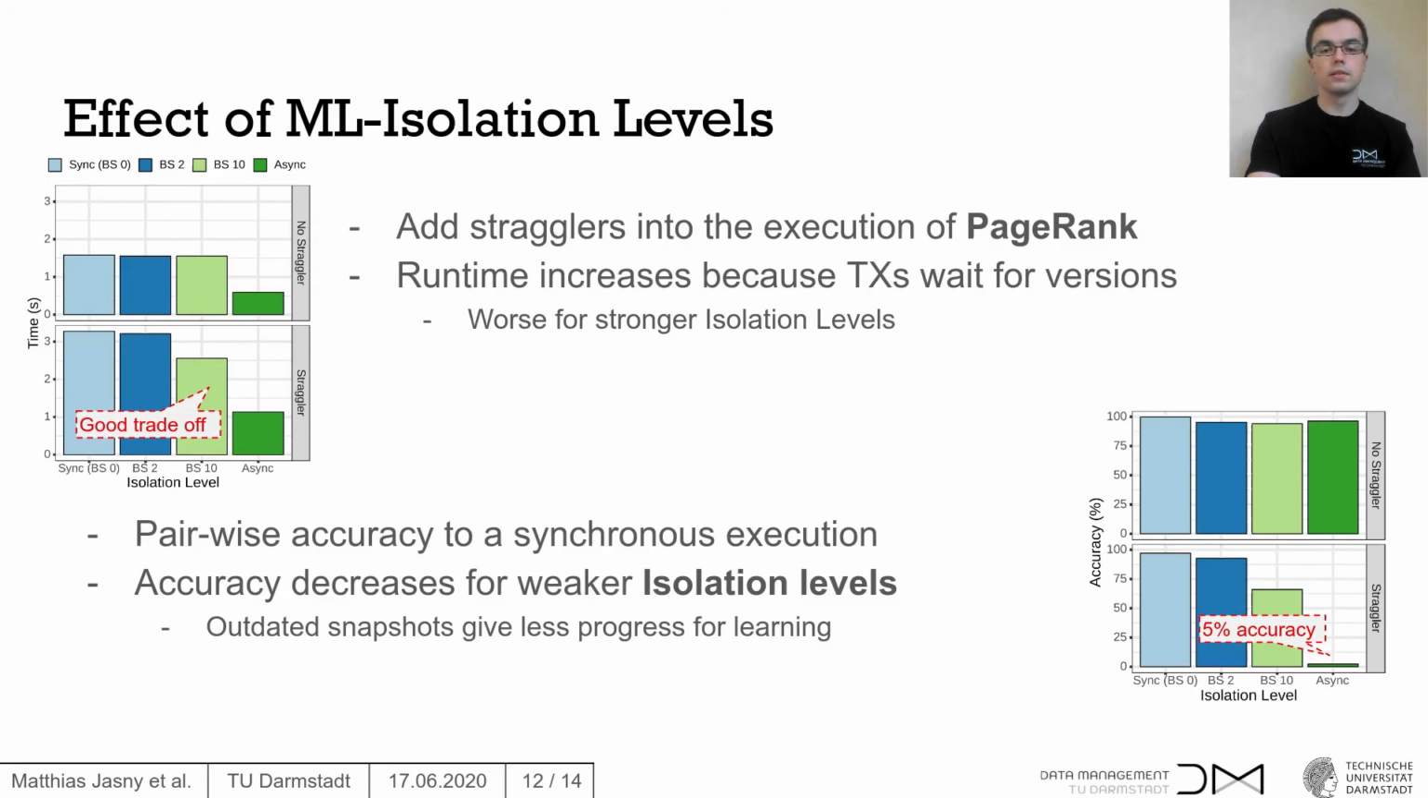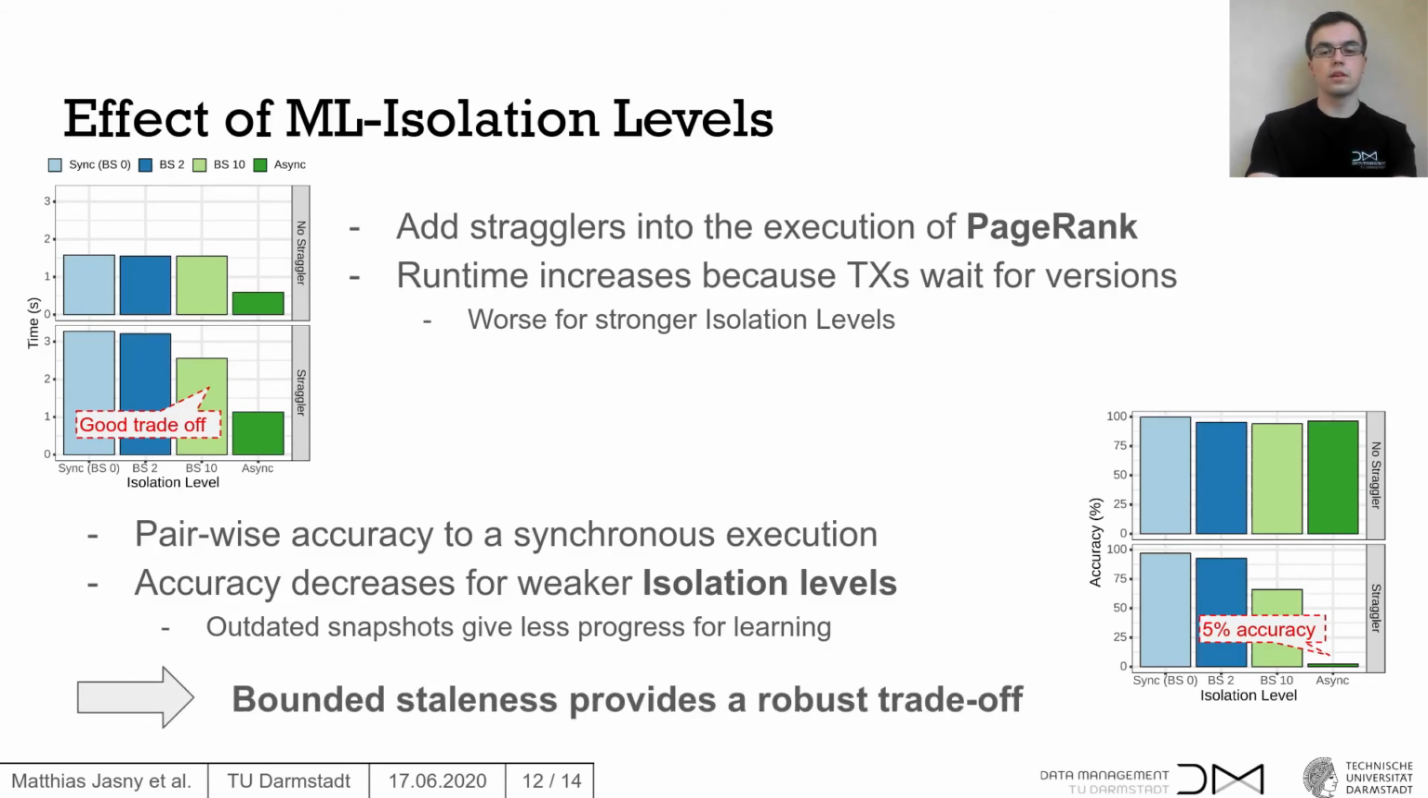In this plot, we swapped runtime with accuracy and we can see the opposite effect. Due to the weaker constraints, stragglers have a stronger impact on the asynchronous accuracy, as you can see in the bottom right corner. So in general, we found out that the bounded staleness gives us a robust trade-off between runtime and accuracy.